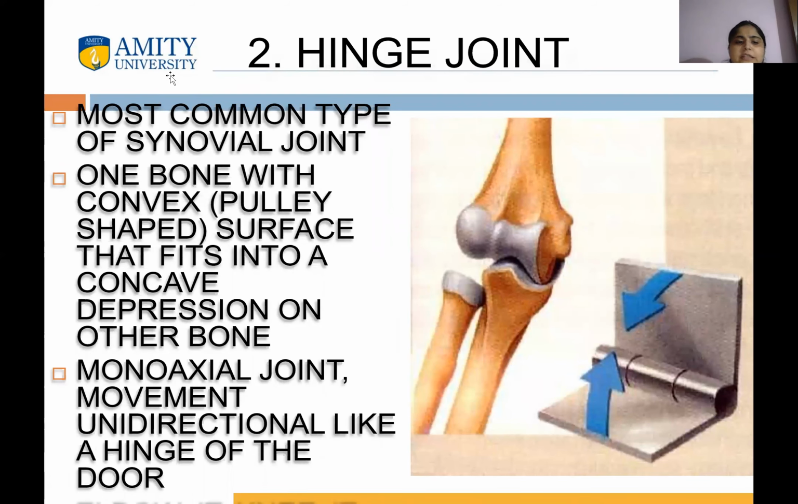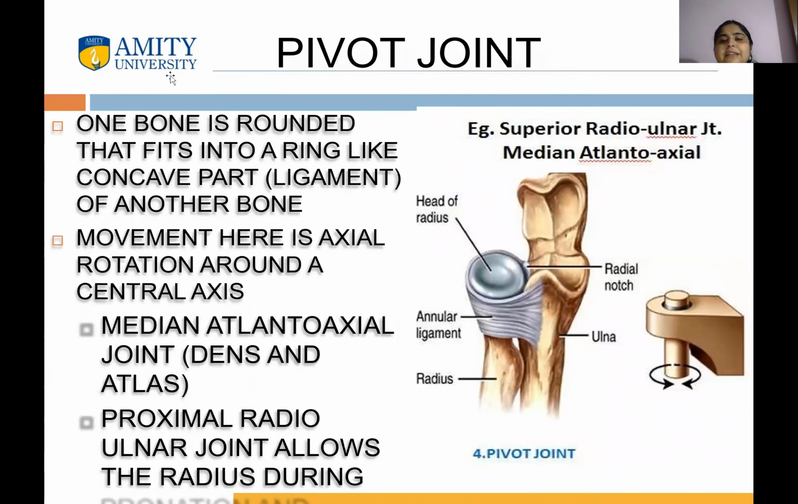Hinge joint is the most common type of synovial joint. One bone with a convex pulley-shaped surface fits into a concave depression on the other bone, as depicted in the diagram. It is a monoaxial joint, the movement is unidirectional like the hinge of a door. Then the pivot joint, the example is the superior radioulnar joint or the median atlantoaxial joint. One bone is rounded and fits into a ring-like concave part of another bone. Movement here is axial rotation around the central axis.